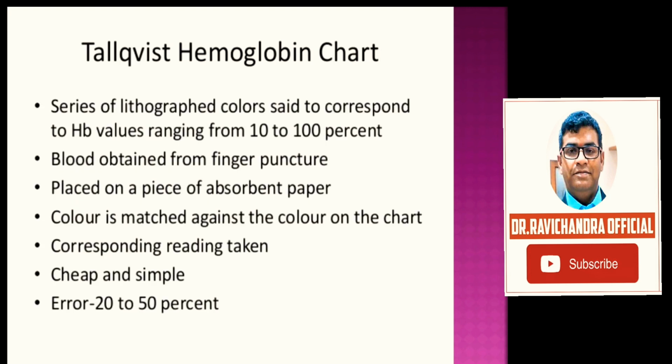Now coming to Dahlquist method. A series of graded colors is said to correspond to hemoglobin values ranging from 10 to 100%. Blood obtained from a finger puncture is placed on a piece of absorbent paper, and the color is matched against the color on the chart, and the corresponding reading is taken. This is a cheap and simple method. Error is 20 to 50%.